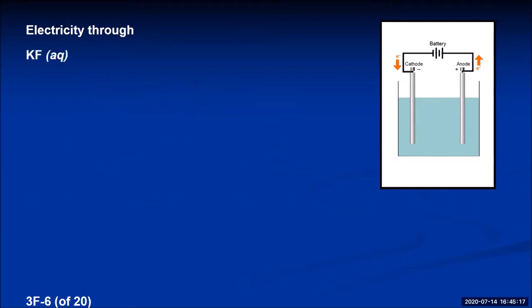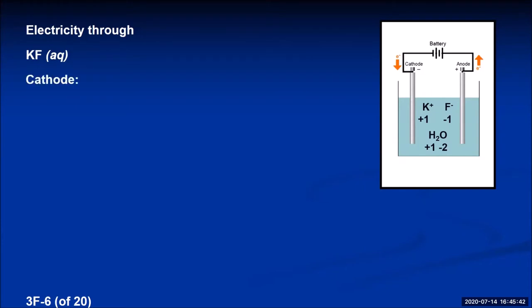So with that in mind, let's try to predict what we're going to get if we're going to pass an electric current through a water solution of potassium fluoride. So in our electrolytic cell, we would have potassium ions and fluoride ions. Their charges or oxidation numbers are +1 and -1. And because it's aqueous, we're also going to have water in there, made up of hydrogens and oxygens whose oxidation states are +1 and -2.